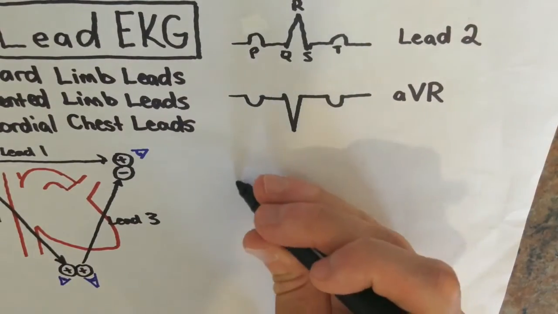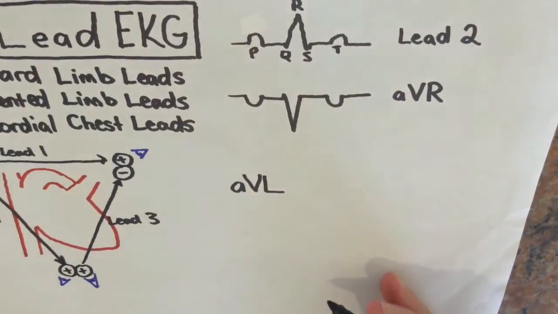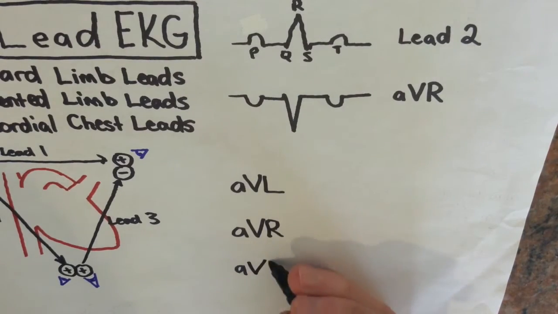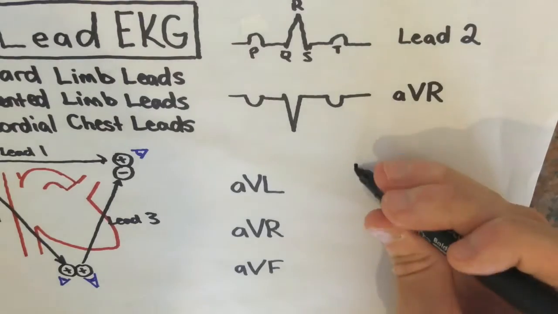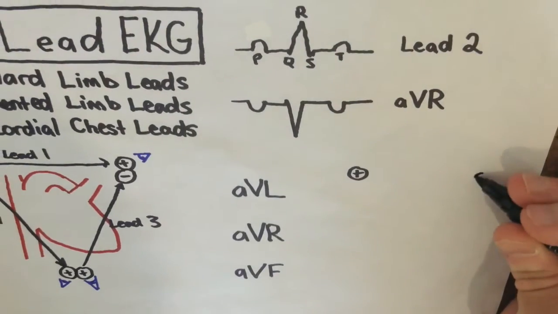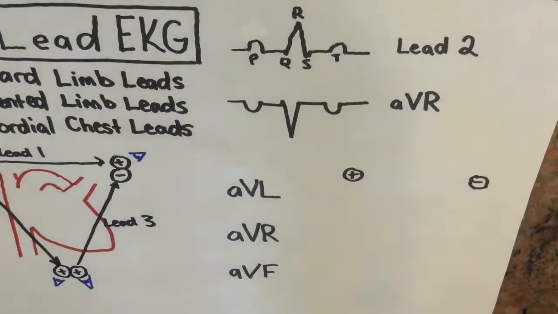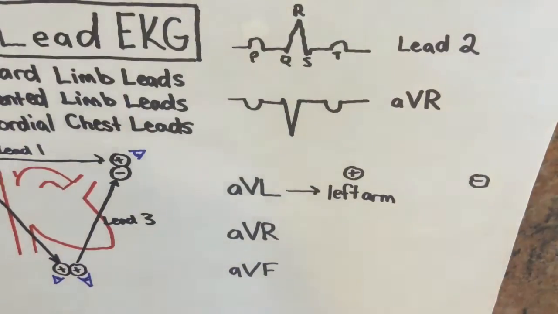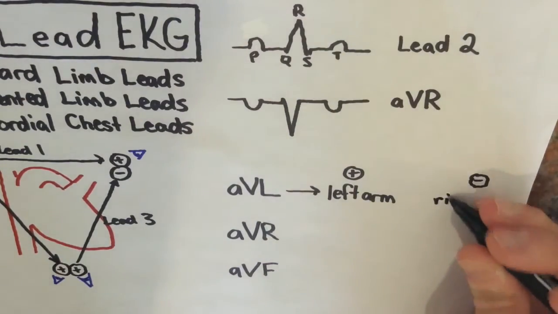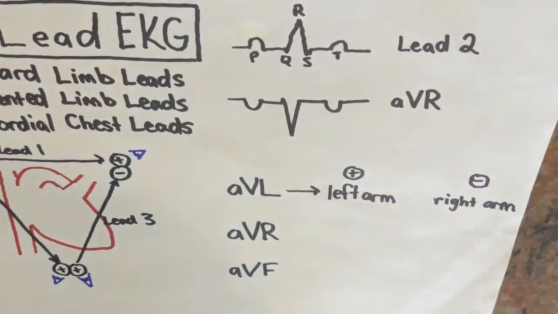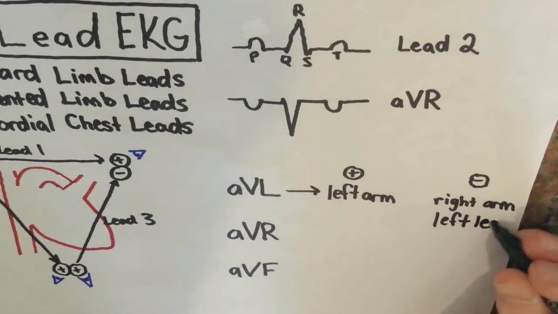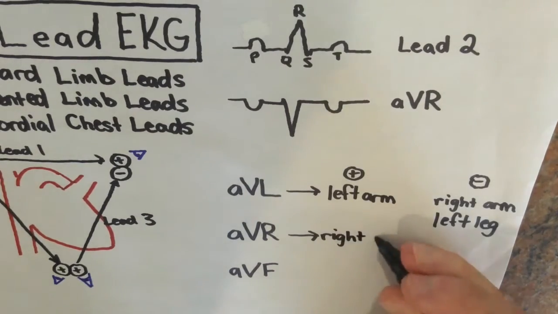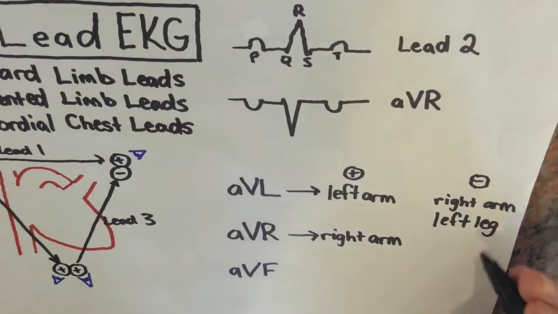So that's enough about standard limb leads. Let's talk about augmented leads. So as we mentioned before, we have 3 augmented limb leads, AVL, AVR, and AVF. Each have a positive and negative lead. AVL's positive lead is situated on the left arm as the other 2 leads are placed on the other 2 limbs. Notice throughout this video we will not be placing an electrode on the right leg.